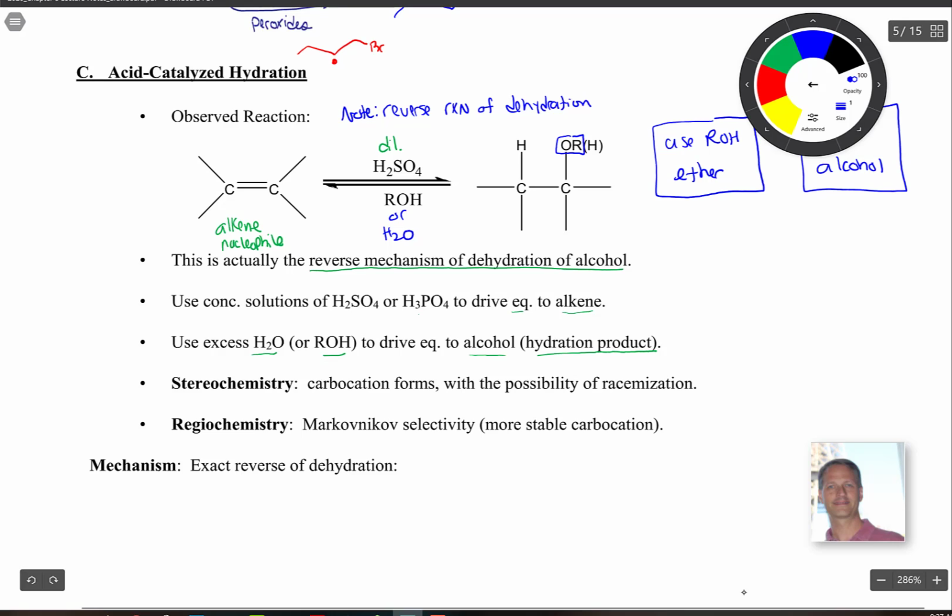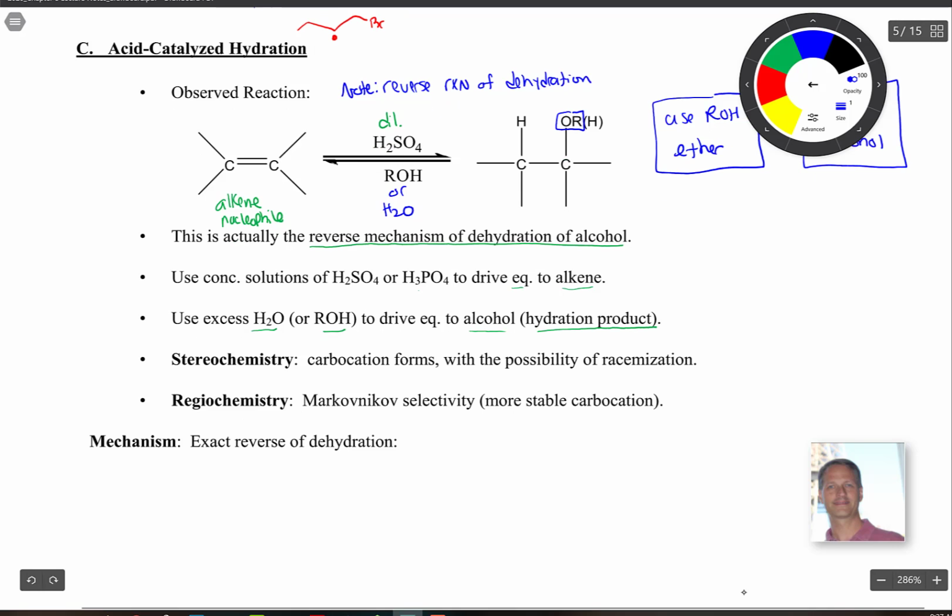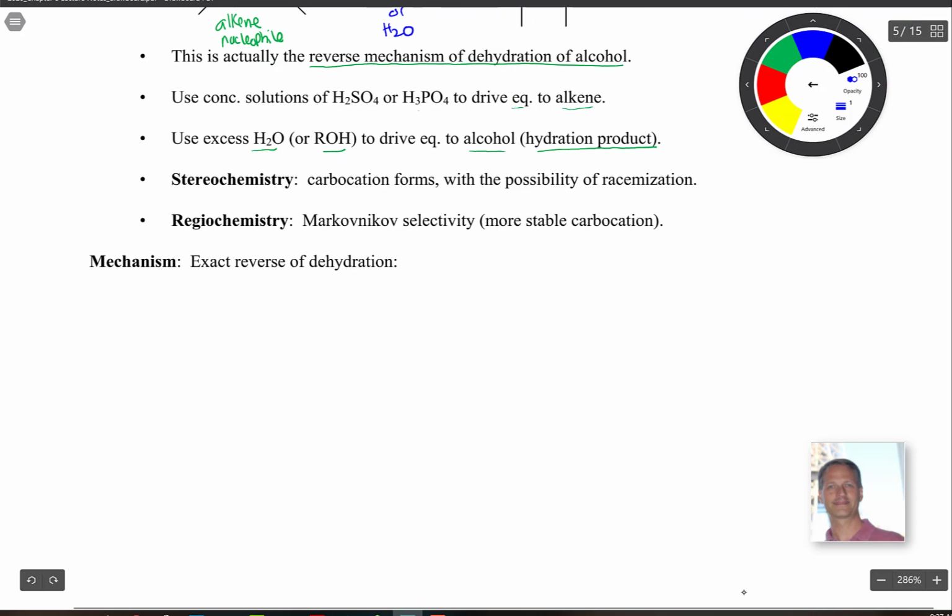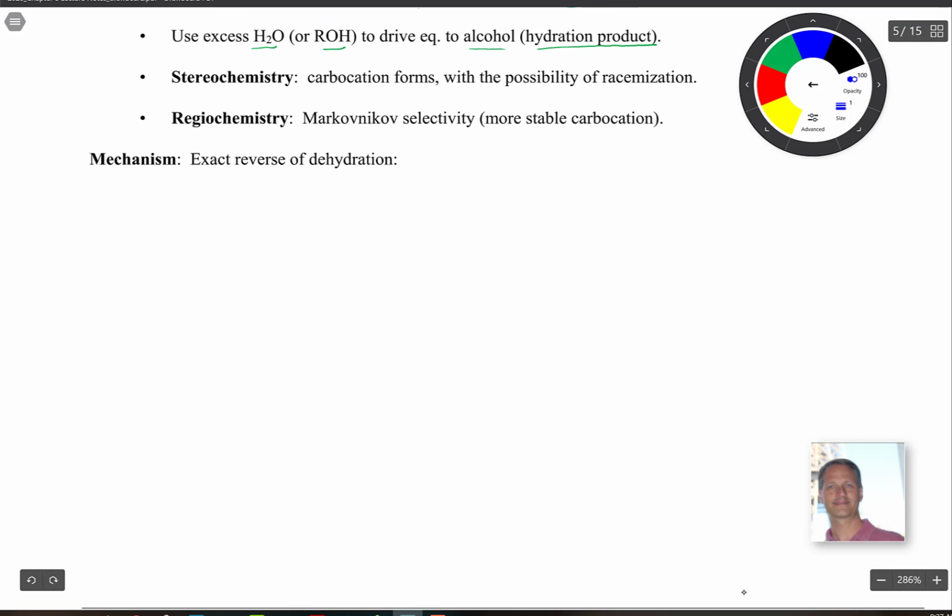Now, the stereochemistry, carbocation forms with possibility of racemization, right? And regiochemistry is Markovnikov. And again, not something that you have to memorize. If you know the mechanism, then it kind of just makes sense. So let's take a look at the mechanism. So why don't we pick something that could give us interesting products. So let's pick this guy, and then reversible reaction.